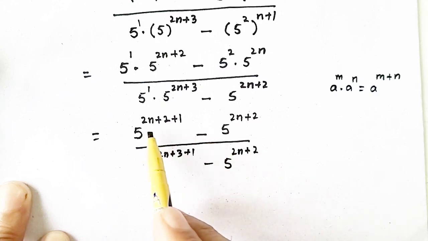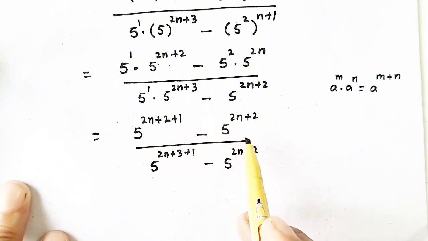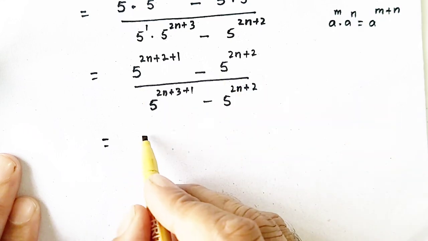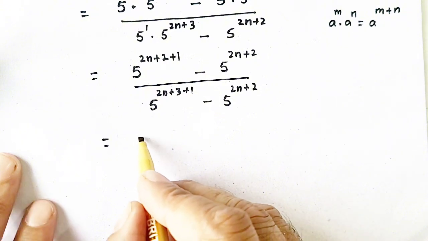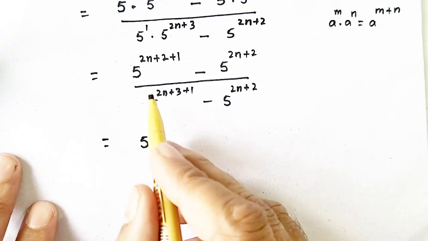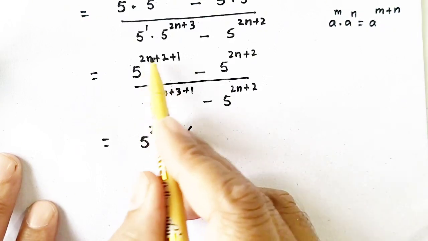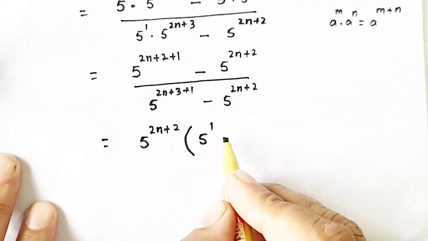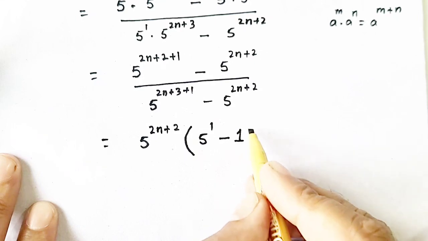So we can take common 5 raised to power 2n plus 2, because it is here and here it is also mentioned 2n plus 2. So 5 raised to the power 2n plus 2 will be taken as common. If we take common in the numerator 5 raised to the power 2n plus 2, what will be the remaining term here? We will have 5 raised to the power of 1. And from here, we have taken the whole as common, so it will be 1.